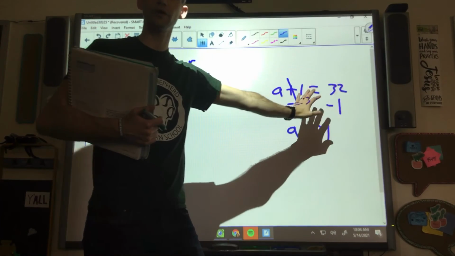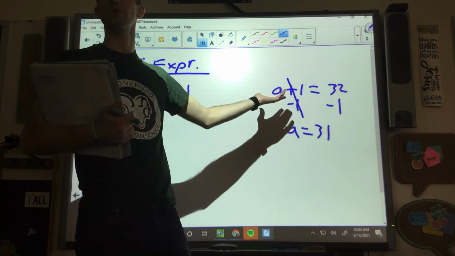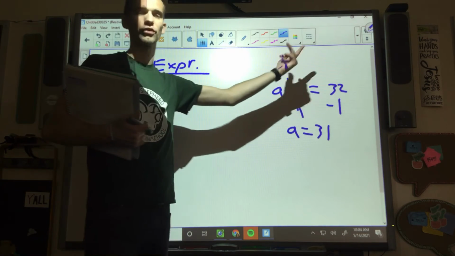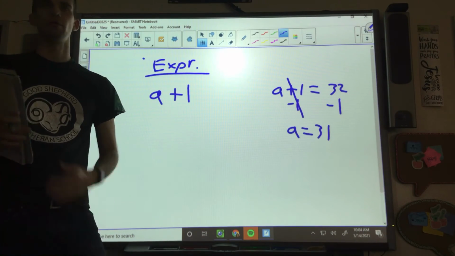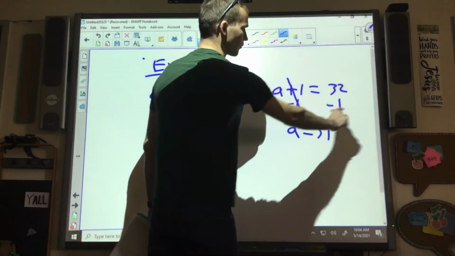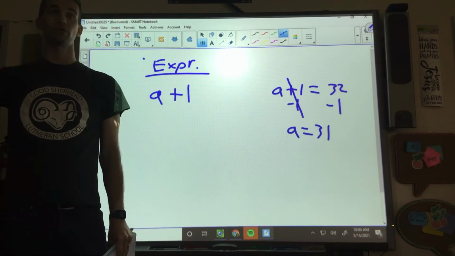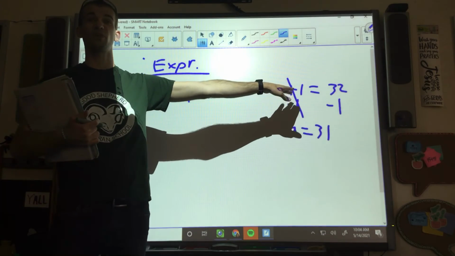Remember how I said it's slightly complicating it? Because you knew right away he was 31 years old, right? You knew right away because you know what number plus 1 is 32. It's 31, right? 31 plus 1 is 32. But we're making it a little bit more complex in the short term so that in the long term, you know how to solve equations better. Because this is about the most simple equation in the world.